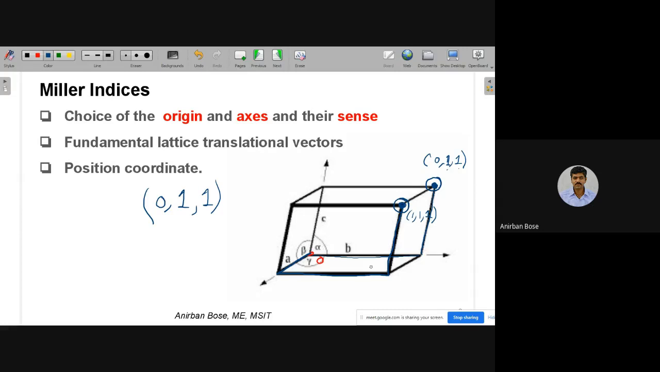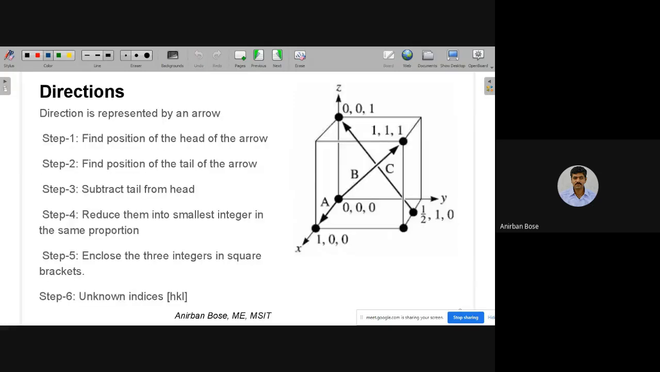Now coming to the first part of the representation, that is the direction: how we represent directions. Direction representation by Miller indices. For that, you see the different steps that you have to follow.